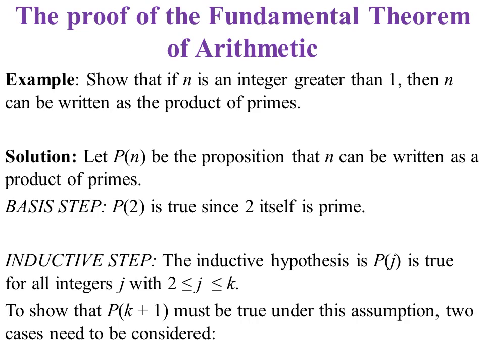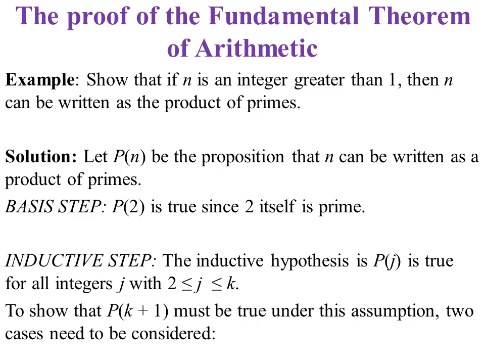Now in the inductive step, the inductive hypothesis is that P of j is true for all integers j where j values are from 2 to k. Now, with this hypothesis, we have to show that P of k plus 1 also holds. That is, k plus 1 can be expressed as a product of primes.